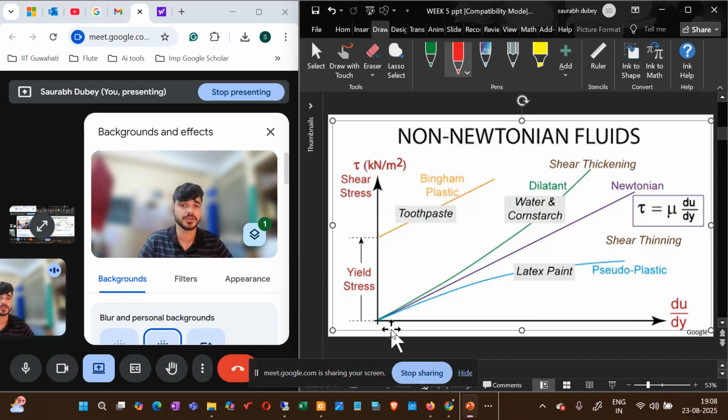So the first lecture of the week was about this, where you got to know about the power law fluid.